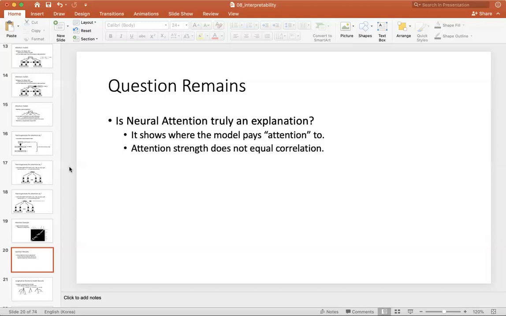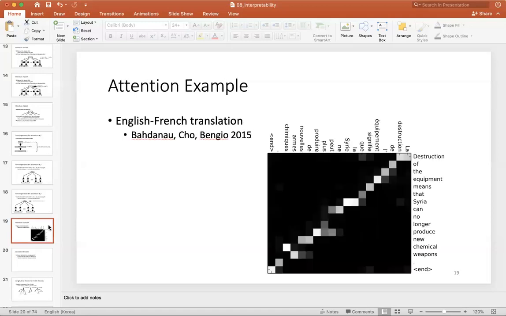People like it anyway because, I mean, look at this picture. It's very intuitive and very straightforward. When you're predicting something, some attention is being poured towards a certain time step, and it does seem to make sense. So people like attention.